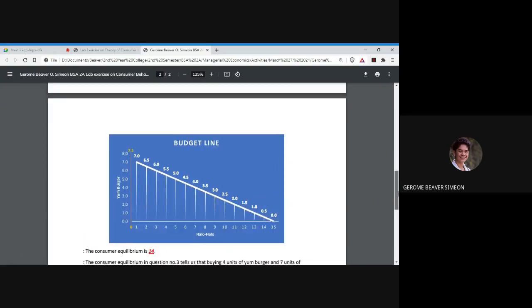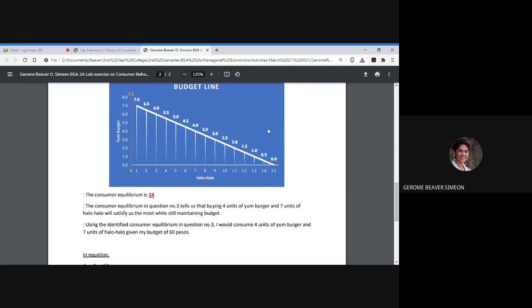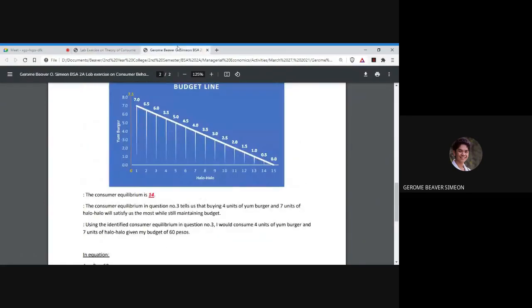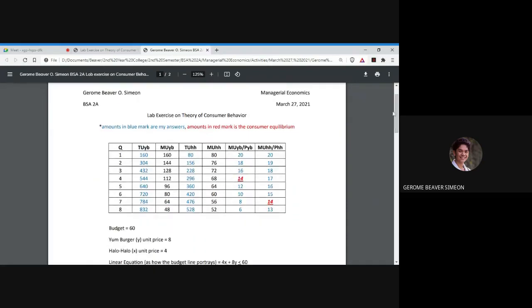So, to answer the questions on the problem, what is the equilibrium? The equilibrium for this one is 14. So how did we get that? We got 14 because when we take a look again at the table above, we're going to find the ratio of marginal utility for the unit price of Yum Burger or Halo Halo. That is the same, but it has to be at the maximum quantity.